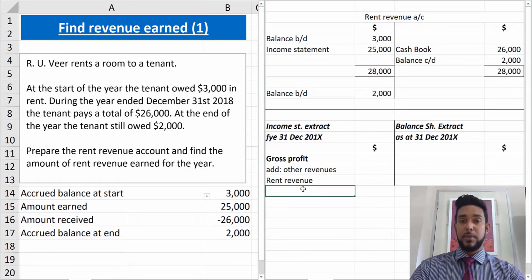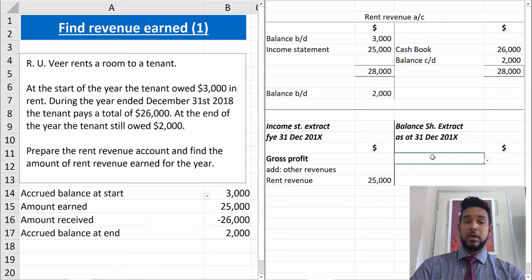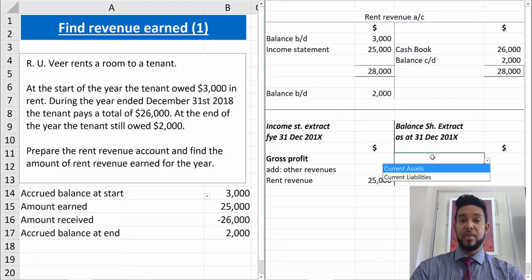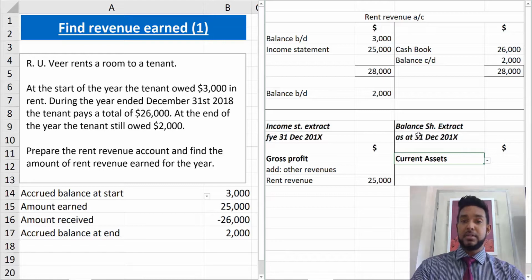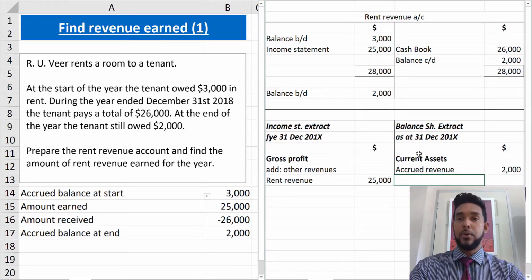Now, rent revenue, how much goes here? Well, $25,000, because that's how much we earned in this particular question. And what's going to go in the balance sheet extract? Well, we have a debit balance in the rent revenue account, which implies a current asset, and that's going to be accrued revenue to the tune of $2,000.